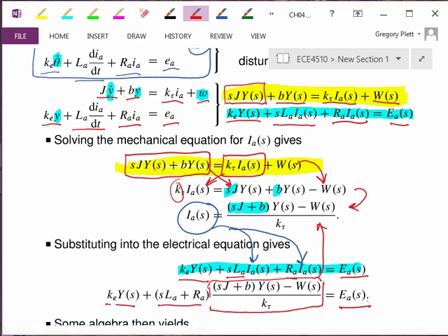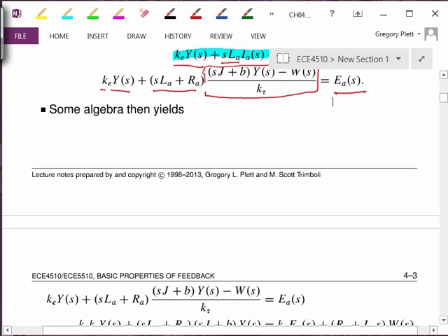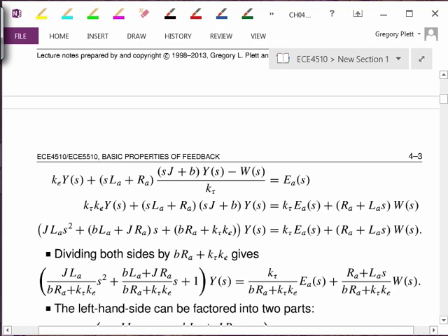Our goal here is to get an equation that expresses the output in terms of the input and the disturbance. So we would like to isolate Y in this equation. We're going to do some algebra to get there. First thing, you'll notice that I've just rewritten that equation from the bottom of page 2 onto the top of page 3, so it's easier for us to work with it. And then we can combine some terms here.